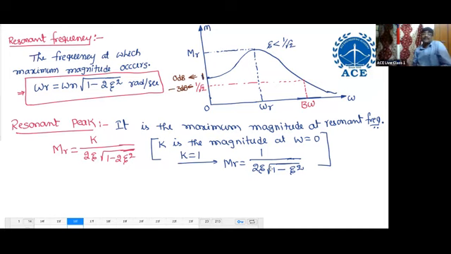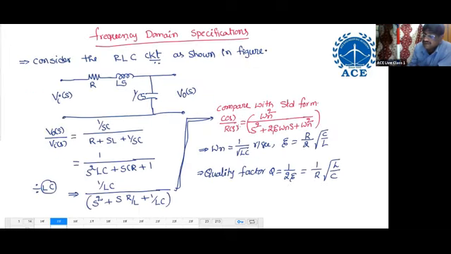In the numerical, sometimes they are not giving 1. That's why I put it as K. K is called the closed loop system gain. Wherever you put K here, we will get the K there. Okay.